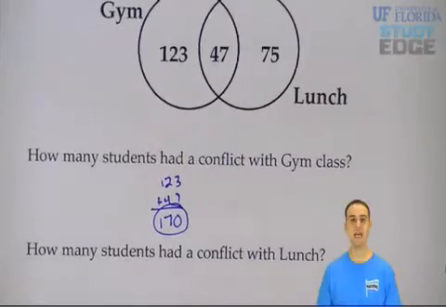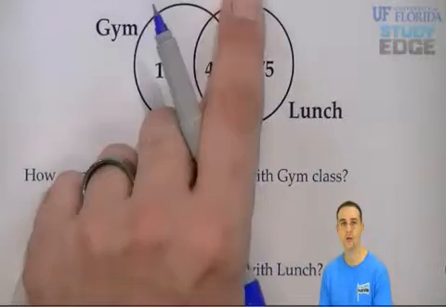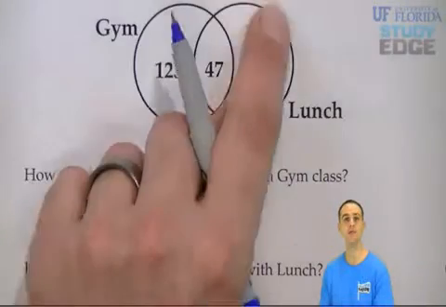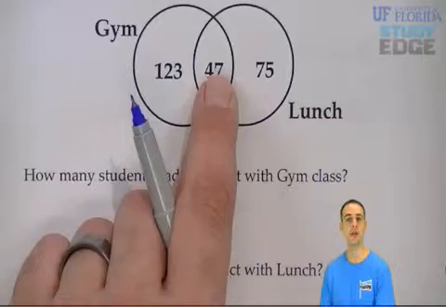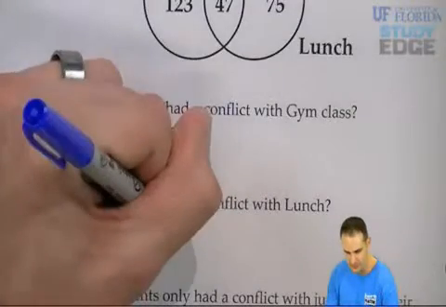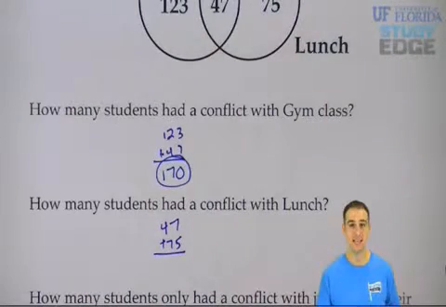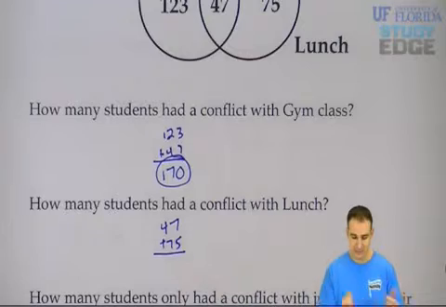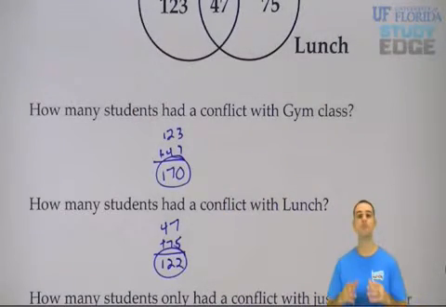Next up, how many students had a conflict with lunch? So now we're going to look at the entire circle of lunch. This would be all the students had a conflict in their schedule because of lunch. Meaning we're going to go ahead and add 47 and 75. Here we have 47 plus 75. Add that together, and hey, you need a calculator. Go ahead and add them together, and you'll get 122 students had a conflict because of lunch.